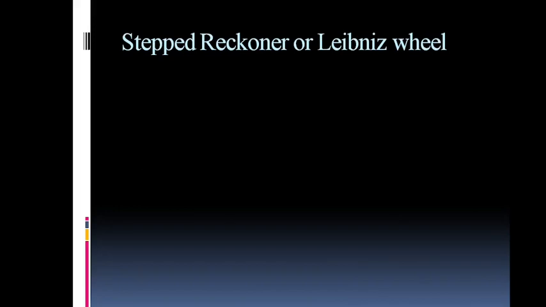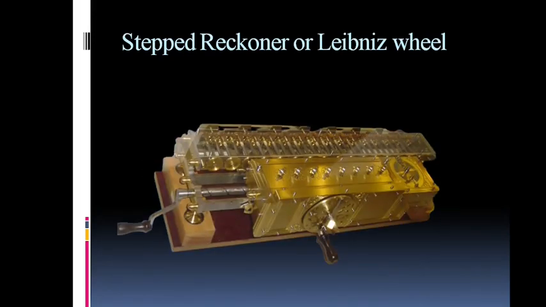Stepped Reckoner or Leibniz wheel. In 1673, a German mathematician and philosopher named Gottfried Wilhelm Leibniz improved on Pascal's invention to create this apparatus. It was a digital mechanical calculator known as the stepped reckoner because it used fluted drums instead of gears.